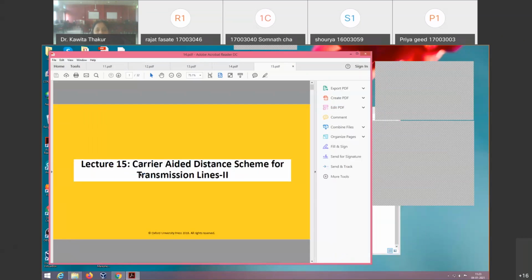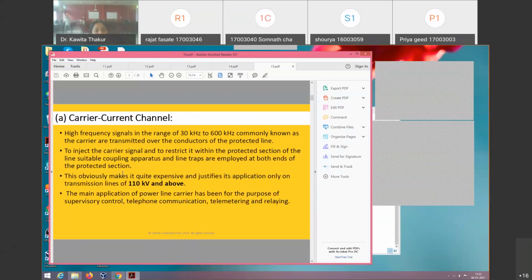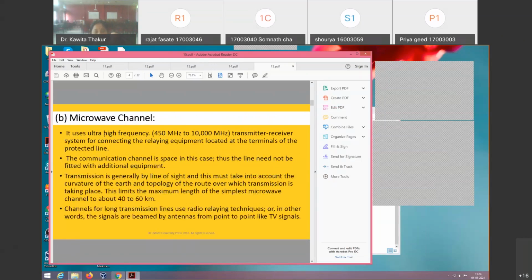This is our 14th lecture. In the 15th lecture, next, is further addition to that carrier aided distance protection: carrier current channel and microwave channel. The carrier current channel frequency ranges from 30 kilohertz to 600 kilohertz, while the carrier signal is sent over our power lines. In the microwave channel it is 450 megahertz to 10,000 megahertz, and it is transmitted through air.